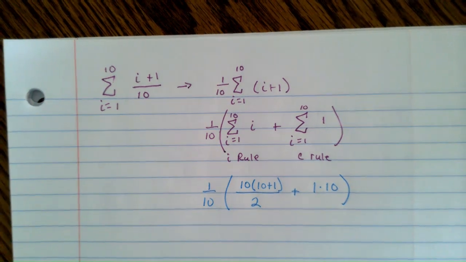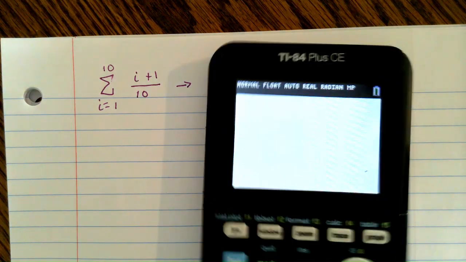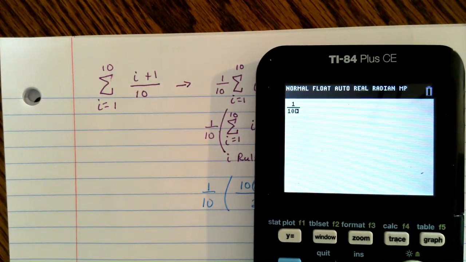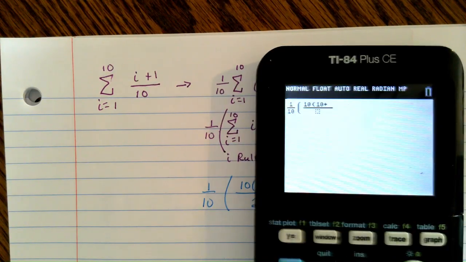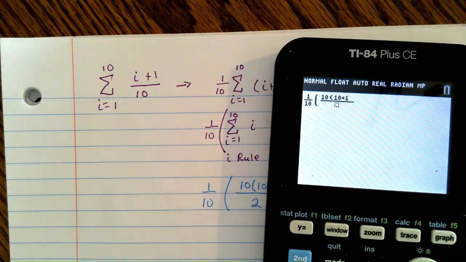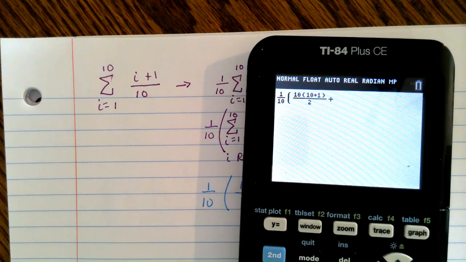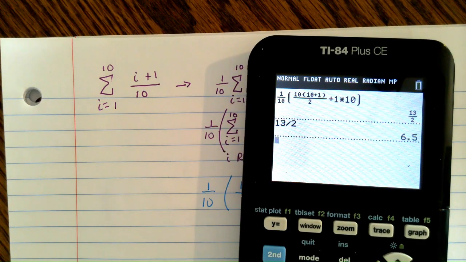Well, great. That's something I can now type in a calculator. I don't have to actually find all 10 answers and then add them all together. Okay, so we had 1/10 times 10 times 10 plus 1 over 2 plus 1 times 10. That's 13 divided by 2, or 6.5.